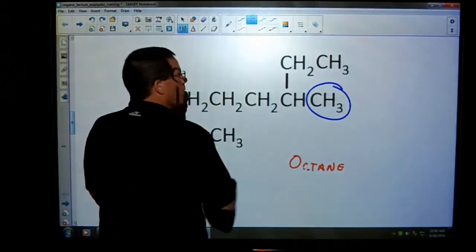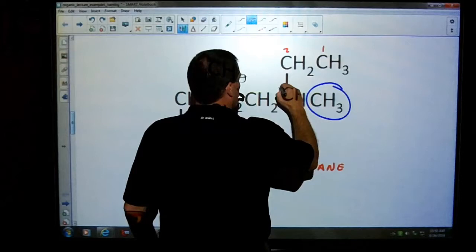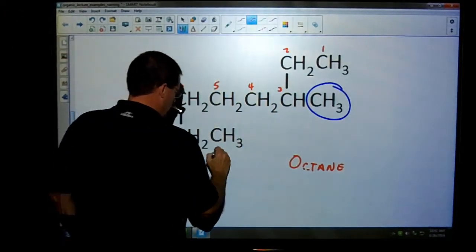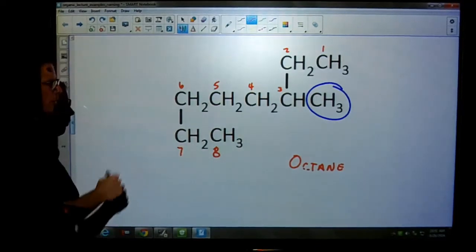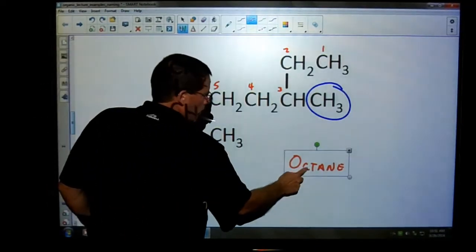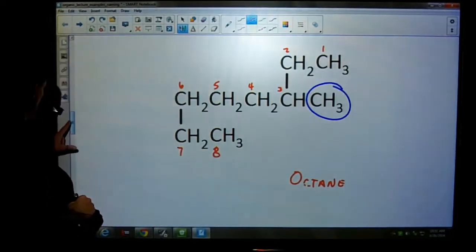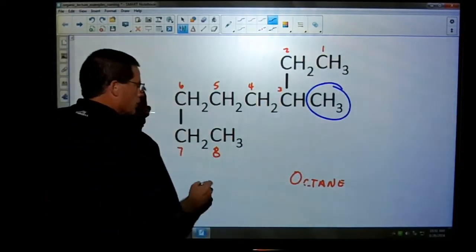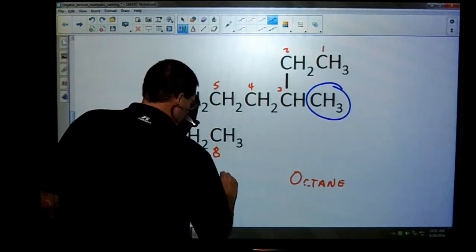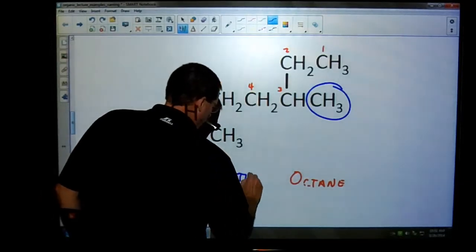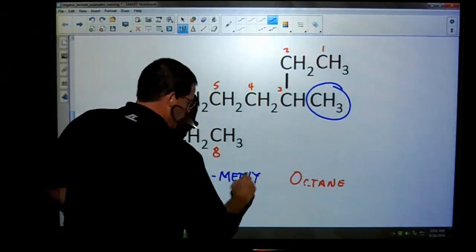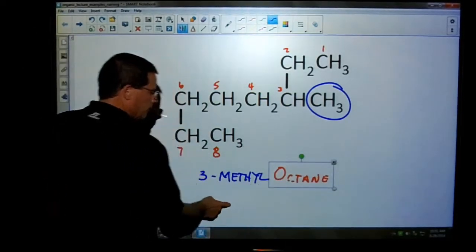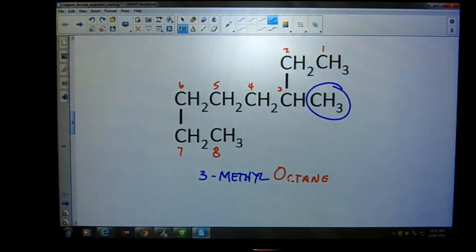So now we can number it. So 1, 2, 3, 4, 5, 6, 7, and 8. So there's where we get our octane. And since there's only one methyl group attached to here, it's on the number 3 carbon. So it's a 3-methyl. Methyl, put an L in there, methyl octane. Okay.